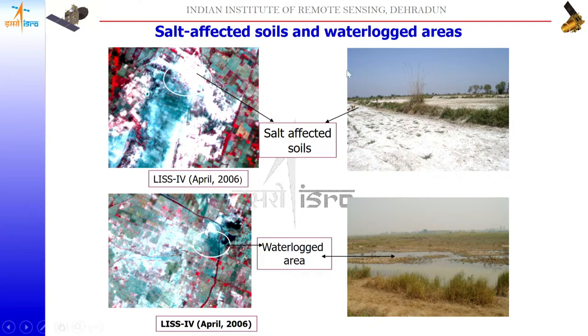They can be mapped with remote sensing data. You see that this is the FCC, false color composite, of LISS-IV satellite data taken in April. You see the salt affected soils appear as a white tone, but waterlogged areas appear as a bluish tone. So clearly we can map salt affected soils in a waterlogged area. So water erosion, salt affected soils, all these things we can map directly from remote sensing data. You can even use digital techniques because surface reflectance is very distinct.